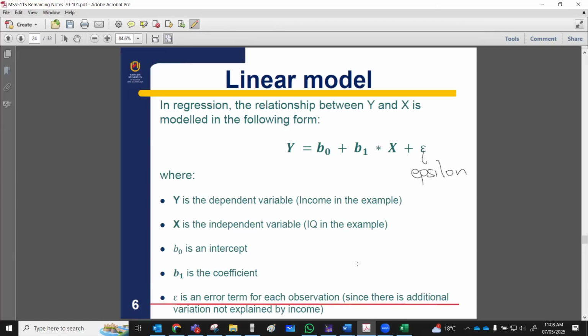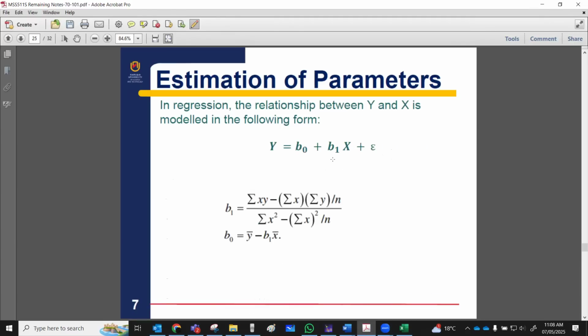For you guys, we are not going to look at finding out what this error term is because there is no additional information that is given. So we're not going to look at that. We'll only focus on this part over here. Now to work out b naught and b1, we have a formula. It's a little bit complicated, so it's very important that you remember the formula and then use your calculator to get each of them.